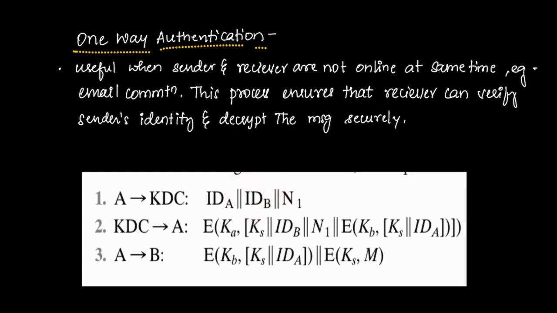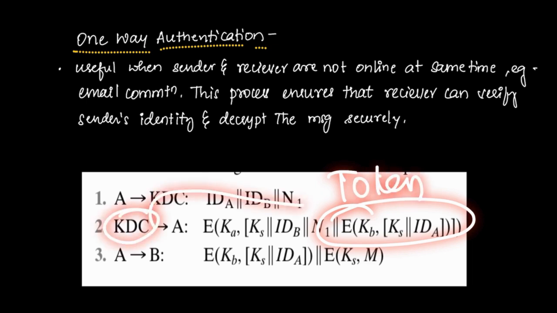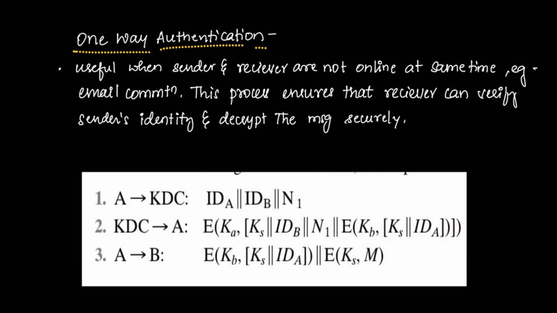Next, the KDC will send a response. It will generate a session key KS for secure communication between Alice and Bob. It will send Alice a response encrypted with KA. KA is Alice's secret key, and the response comprises the session key KS and Bob's identifier IDB, and then N1, Alice's nonce for verification purposes. Then the token which has to be sent to Bob from Alice is also sent here, which comprises the session key and Alice's identifier.